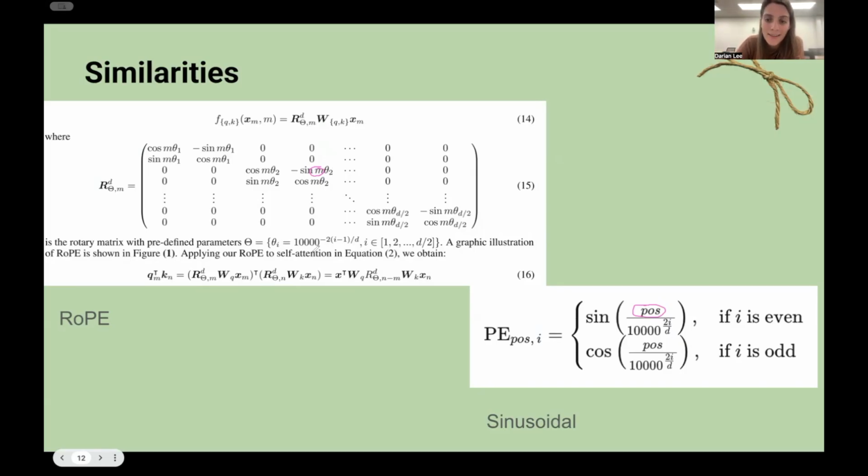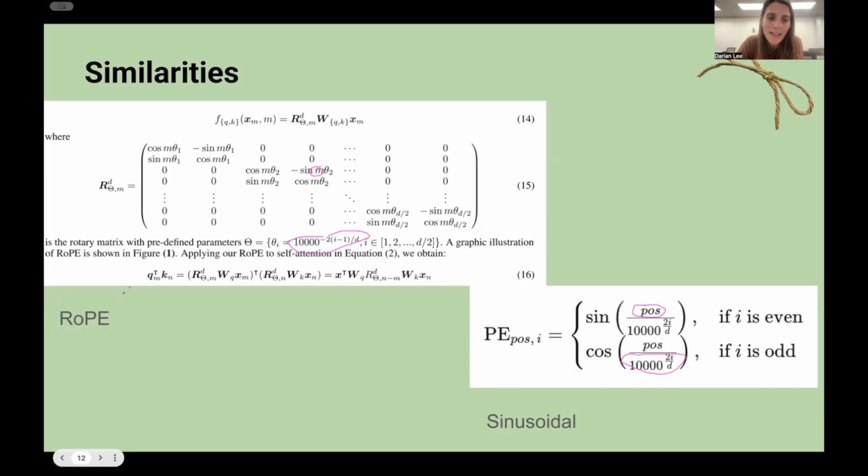And then the theta is defined as being 1,000 to the power of -2(i-1)/d. So this is almost identical except for the i minus 1. So these two things are also almost identical, -2 meaning it's on the bottom. So the only real difference is rather than just doing cosine and sine, we're doing cosine, negative sine, sine, cosine. But it's very, very similar.